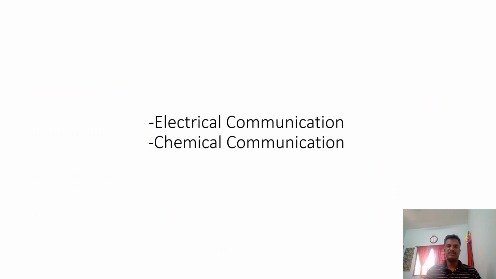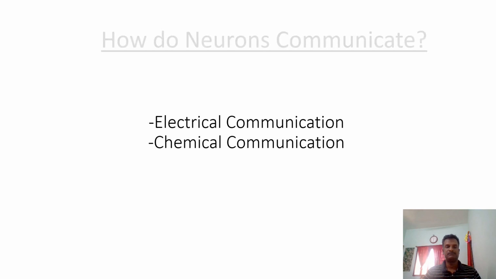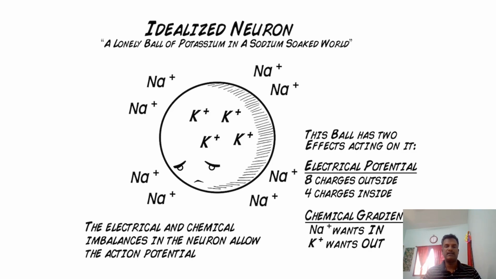So we have two types of communication in the neuron. One is called electrical communication and the other one is called chemical communication. Electrical communication takes place at one place, and the chemical communication takes place at a different place. Normally, you can say that electrical communication takes place at the cell body and the chemical communication takes place at the junction point of the axon, which is a different part, which I will talk about in a few minutes from now. First, let us see what is meant by electrical communication.